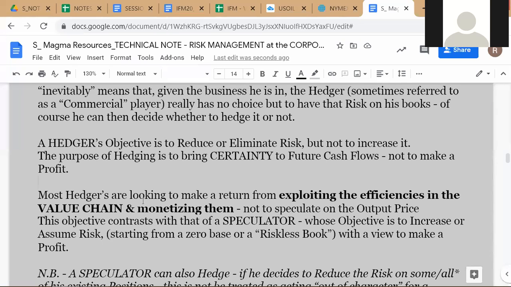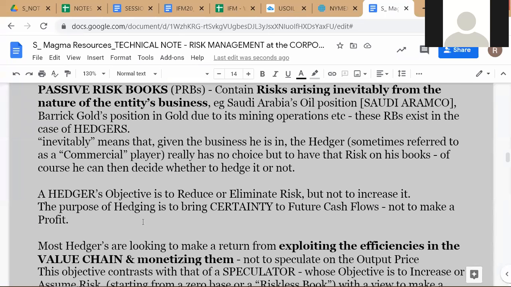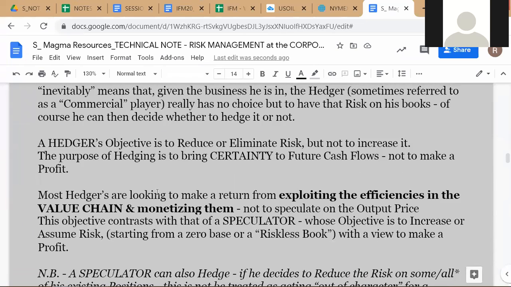Okay, so anyway, you see it elsewhere in the note, where we know that a very characteristic of a hedger is a guy whose first transaction will reduce the total risk. And the total risk will be the sum of the underlying position and the hedge position. And that connects to this idea here that hedgers are not looking to speculate on the output price. So they want to use hedging to reduce or eliminate risk, but not increase it.